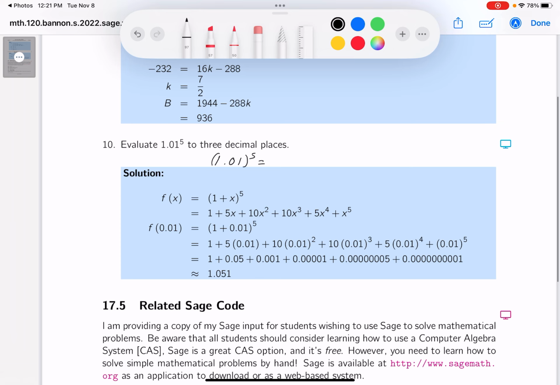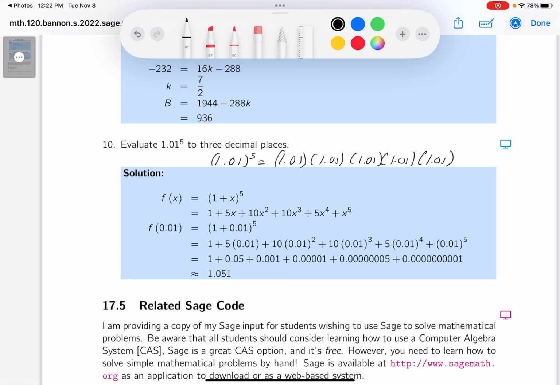So one thing you could do is write this as 1.01, 1.01, 1.01, 1.01, 1.01. Let's see, 1, 2, we have 5 factors over there. It seems kind of ridiculous, but we could do that.